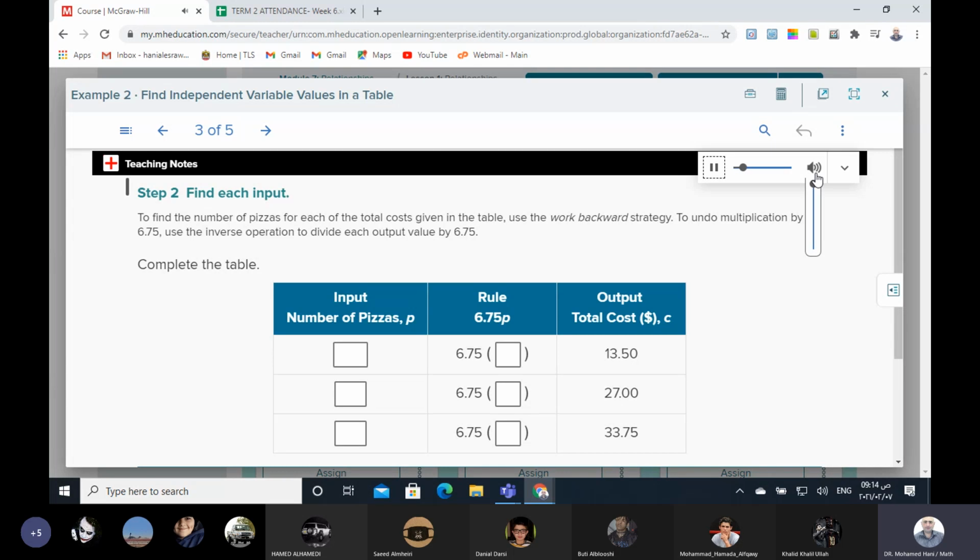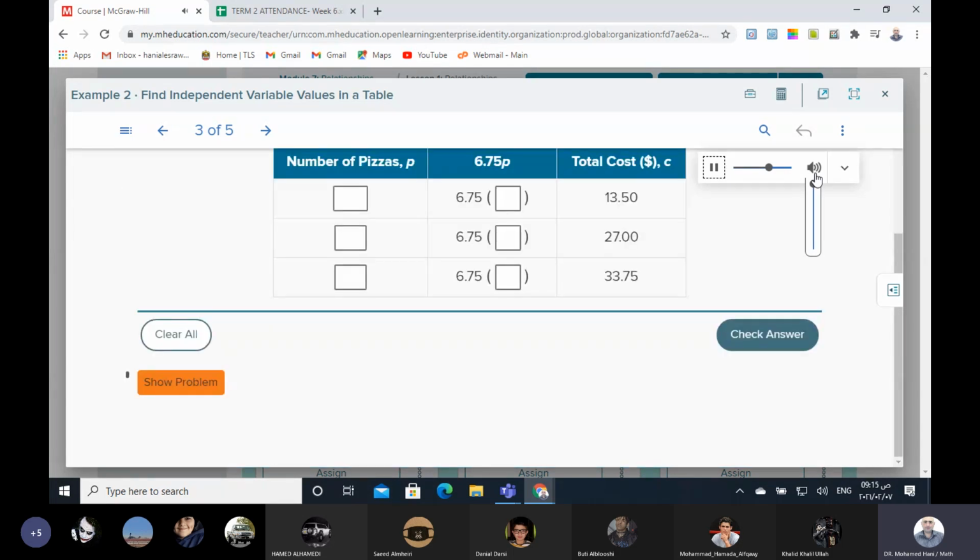Teaching notes. Step 2. Find each input. To find the number of pizzas for each of the total costs given in the table, use the work backward strategy. To undo multiplication by 6.75, use the inverse operation to divide each output value by 6.75. Each small pizza at the local pizza shop costs $6.75. The total cost, C, of P small pizzas is equal to 6.75 times P. Make a table to find the number of small pizzas purchased if the total cost is $13.50.